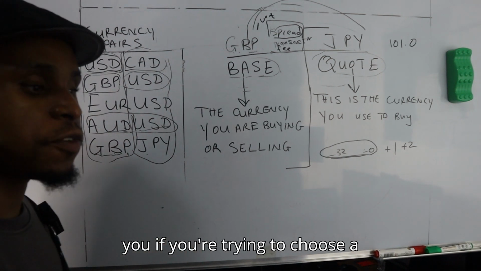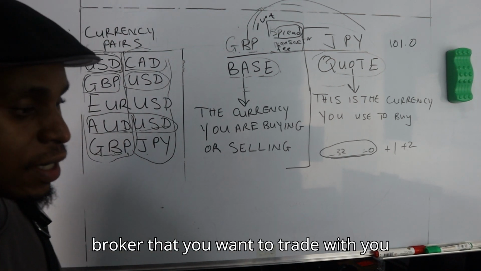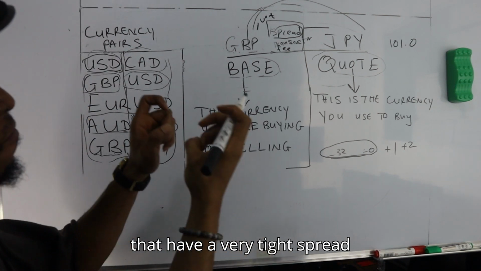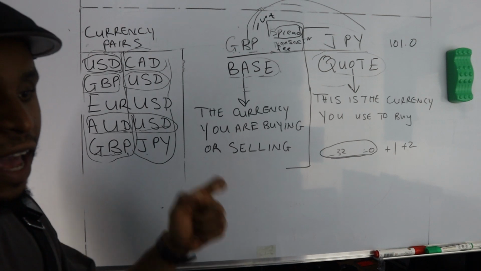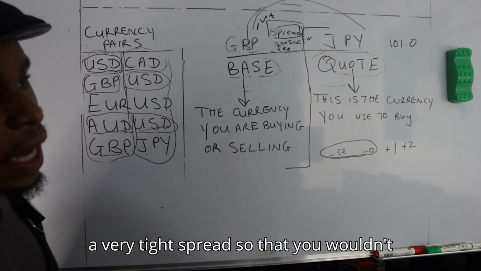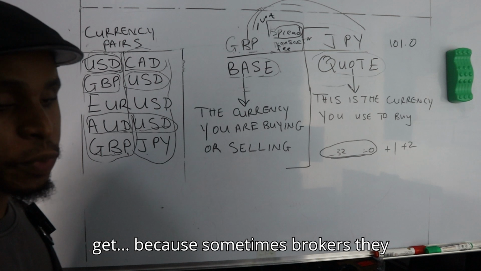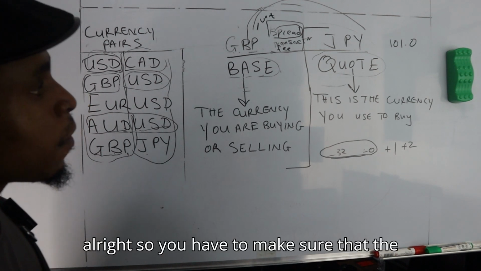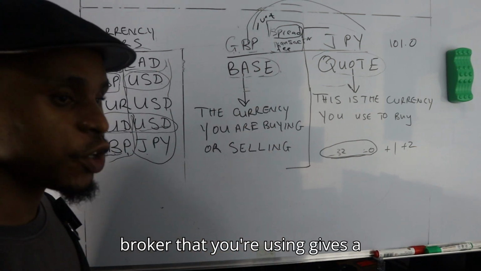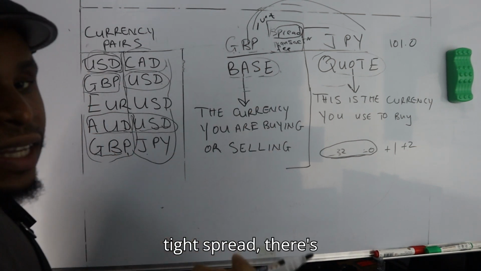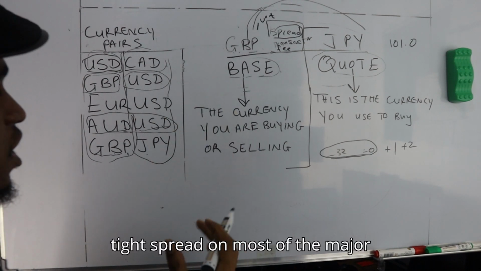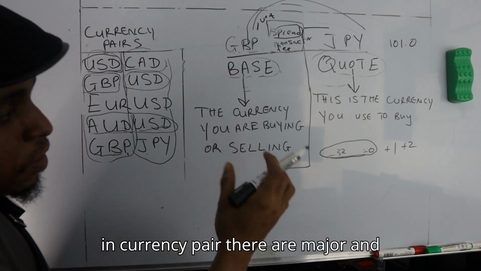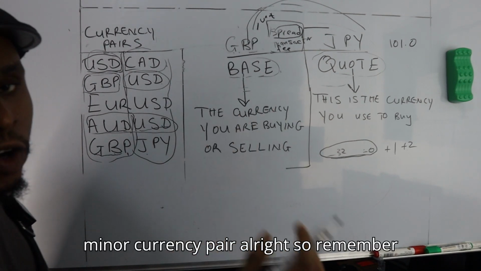If you're trying to choose a broker that you want to trade with, you should make sure you're choosing a broker that has a very tight spread, because sometimes brokers do some sort of things that aren't good. So make sure the broker that you're using gives a tight spread. There is tight spread on most of the major currencies. In currency pairs, there are major and minor currency pairs.